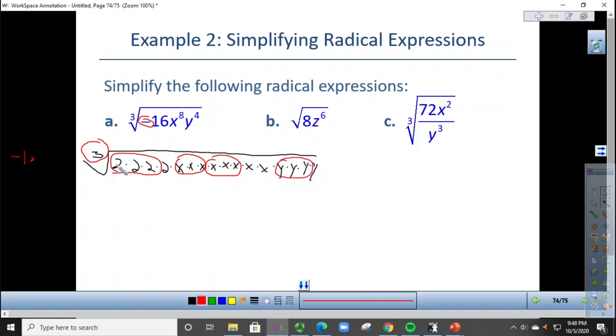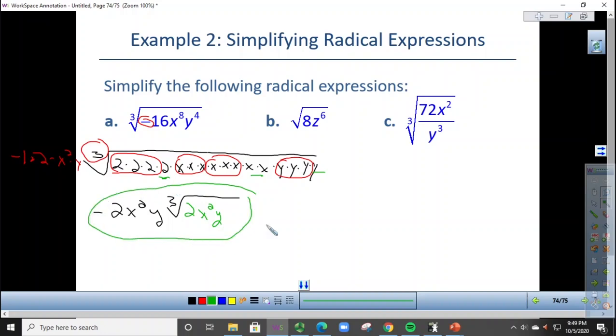So basically I have the cube root of 8, which is just 2, times the cube root of x to the 6, which is just x squared, times the cube root of y cubed, which is just y. By pulling that all out, my coefficient becomes negative 2x squared y, and what I don't touch I put back underneath the radical. So I have 2 times x squared times y. So I have 2x squared y, and now I would be simplified. This would be my solution.